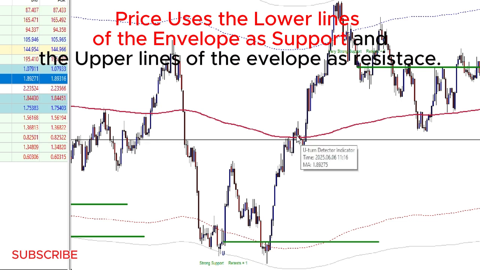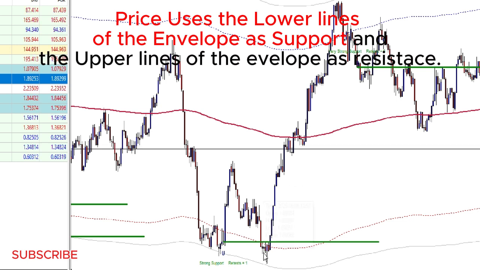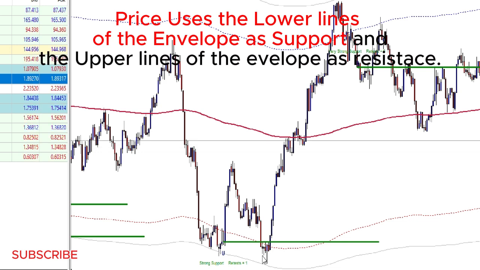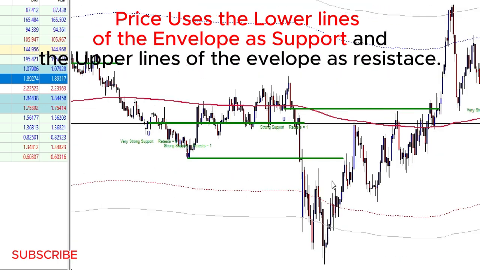The first one hit here, and the second one will be hit here. So you can see how powerful this tool is. I was talking about the rejection candle. You can see here we get this hammer, and then the price shoots up. Yep, that's how we use this tool.